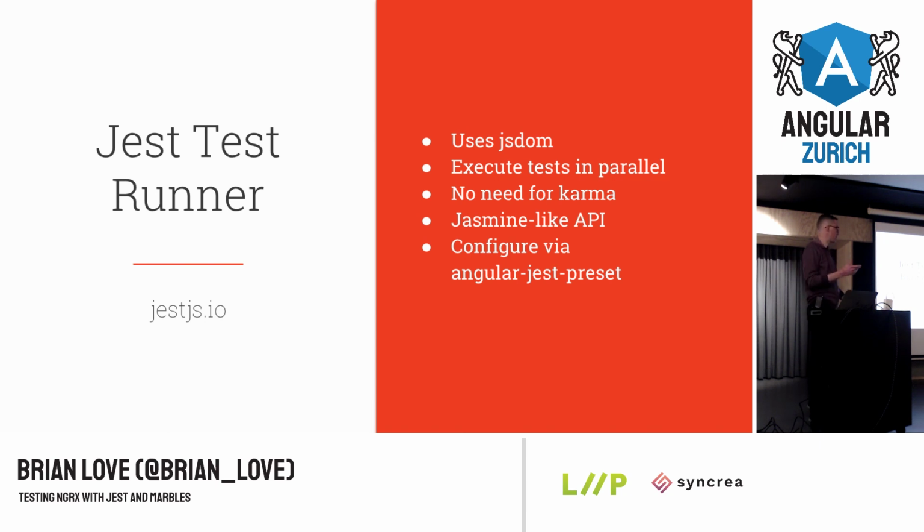And the nice thing about Jest is it has a Jasmine-like API. So a lot of the way you set up your tests and the way you do your tests are very similar to Jasmine. There are some minor differences in the API, and you might notice that if you're using Jasmine today. We will be using Angular Jest preset. This is a preset for Jest that allows us to configure Jest for Angular very easily.